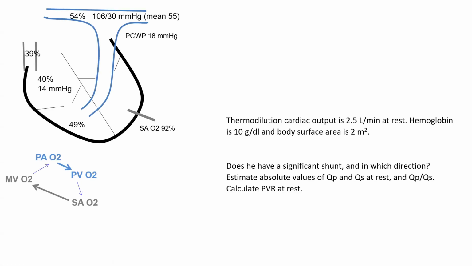All right, so this is a case. I'm giving you those saturations. The SVC sat is 39%. The PA sat is 54%. The arterial O2 saturation is 92% and did not dramatically change with being on oxygen.